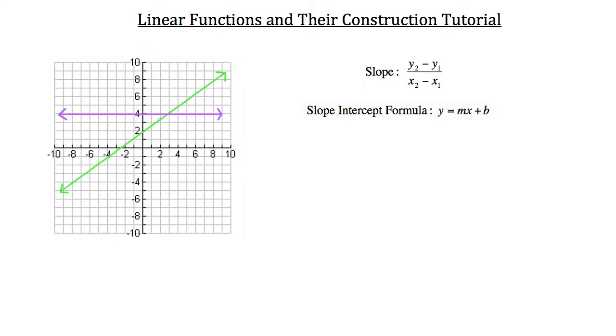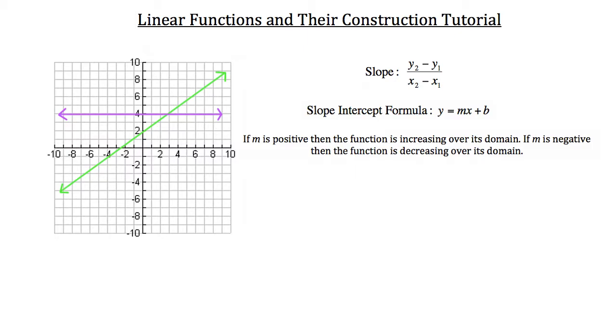Now I've drawn a couple simple linear functions on the graph to our left. The green linear function you can see is rising as it runs to the right. So this has a positive slope. Whereas the purple linear function is a horizontal line at y is equal to 4. So it's never going to change in terms of its y coordinate. It will always be 4 no matter what the x is. So recall that horizontal lines have 0 slope, whereas a vertical line going straight up and down at any point has an undefined slope. So remember, if m, your slope, is positive, then the function is increasing over its domain. If m is negative, then the function is decreasing over its domain.